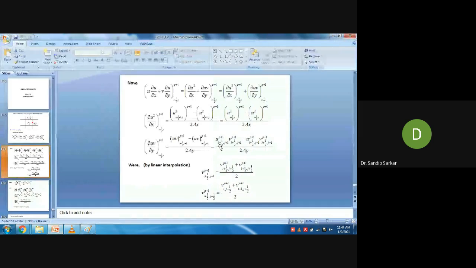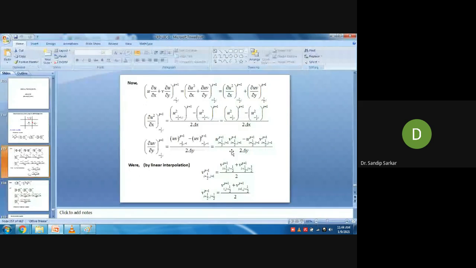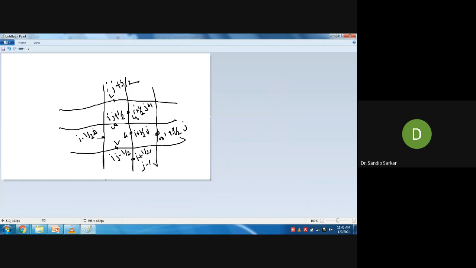What is the first term, u(i plus half, j plus 1)? The first term is defined. What about the second term, v(i plus half, j plus 1)? Is that defined? No, sir.